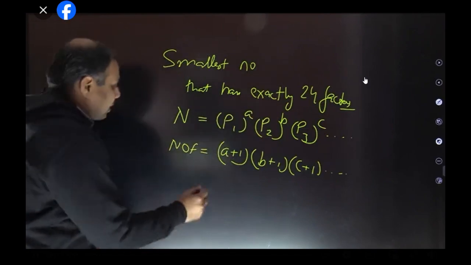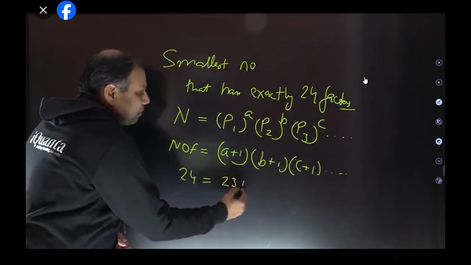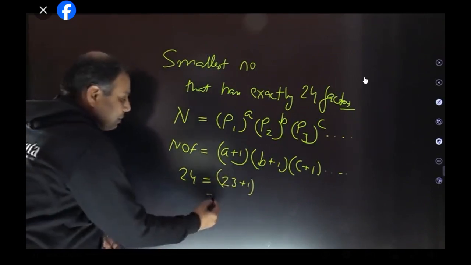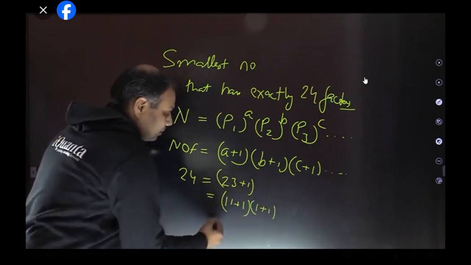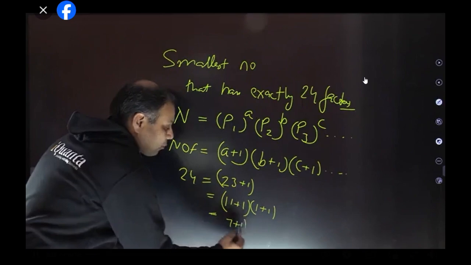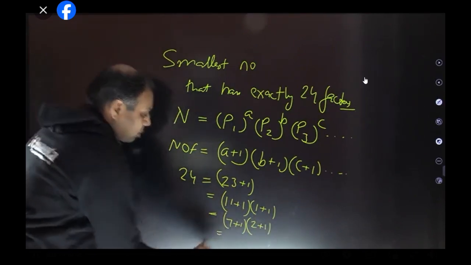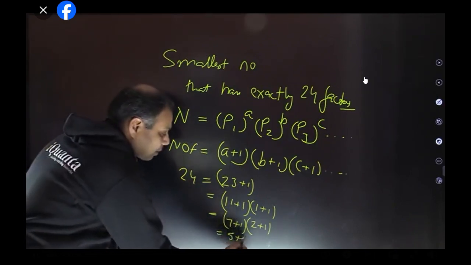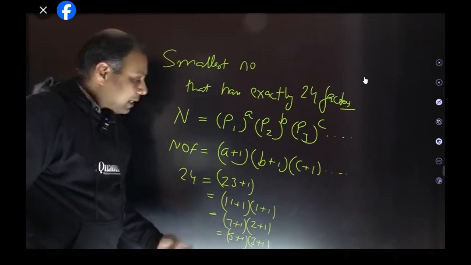So, if a number is having 24 factors, 24 can be because of 23 plus 1 only, right? It can be because of 12 into 2, that is 11 plus 1 into 1 plus 1. It can be because of 8 into 3, that is 7 plus 1 into 2 plus 1, right? And it can be because of 6 into 4, that is 5 plus 1 into 3 plus 1. So right now I have broken 24 as product of 2 factors only, and there can be other cases as well.